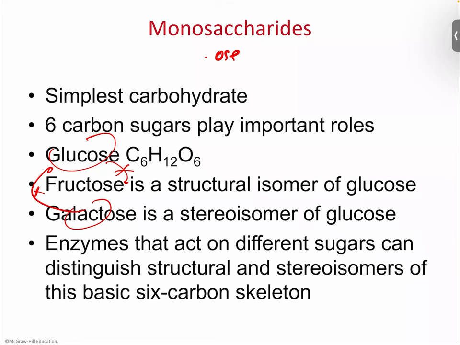Think about it. Sucrose, basic table sugar, right? Mannose, maltose, glucose, fructose, dextrose, right? Sucralose. So those are all carbohydrates when they have that OSE ending on them.